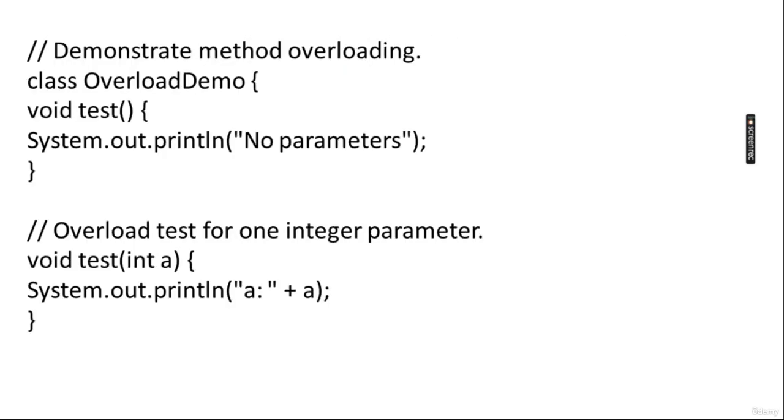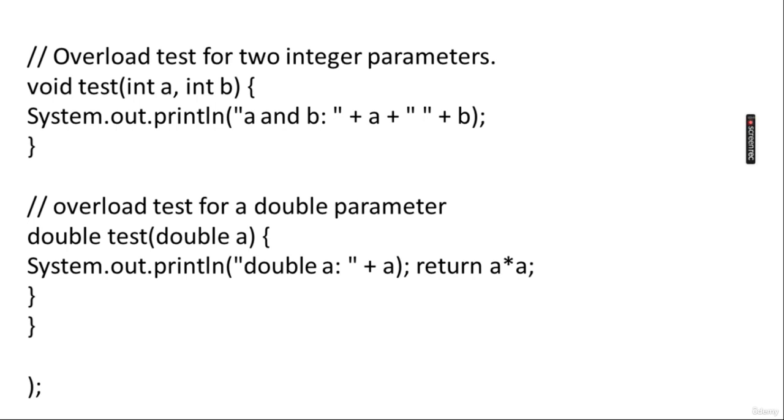Example of method overloading, OverloadDemo. Here, one method is void test. It has no parameters, so it will print only "No parameters". The second method has one integer parameter, so it will display that integer parameter. The third one is integer a, comma, integer b, two integer parameters. And lastly, the test method will have one double parameter, and it will return a into a.